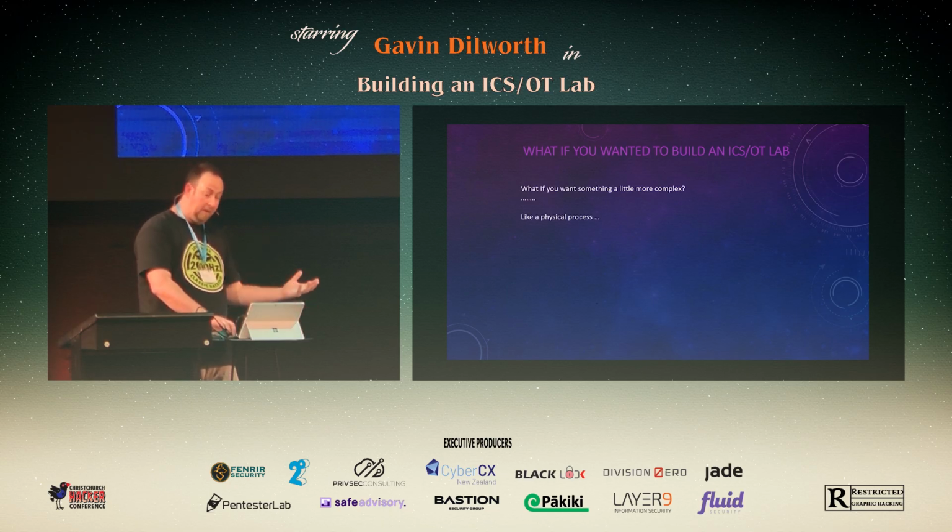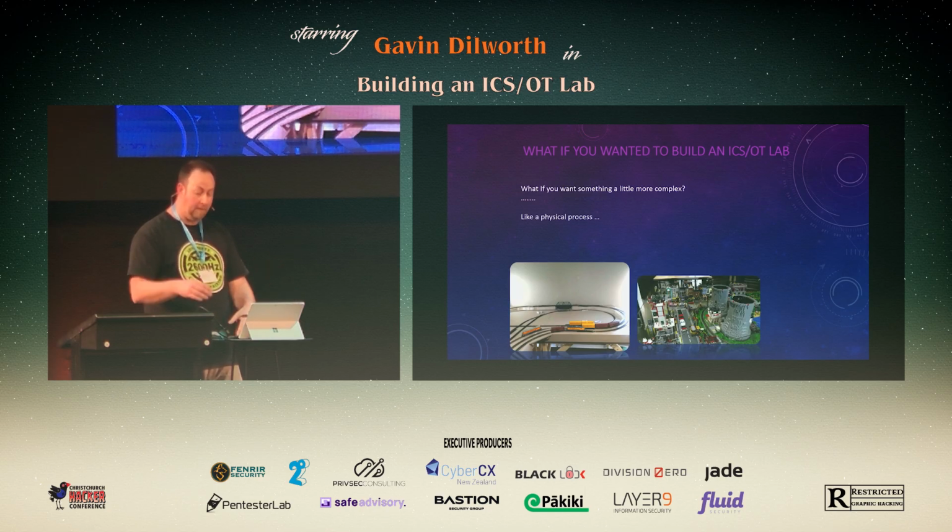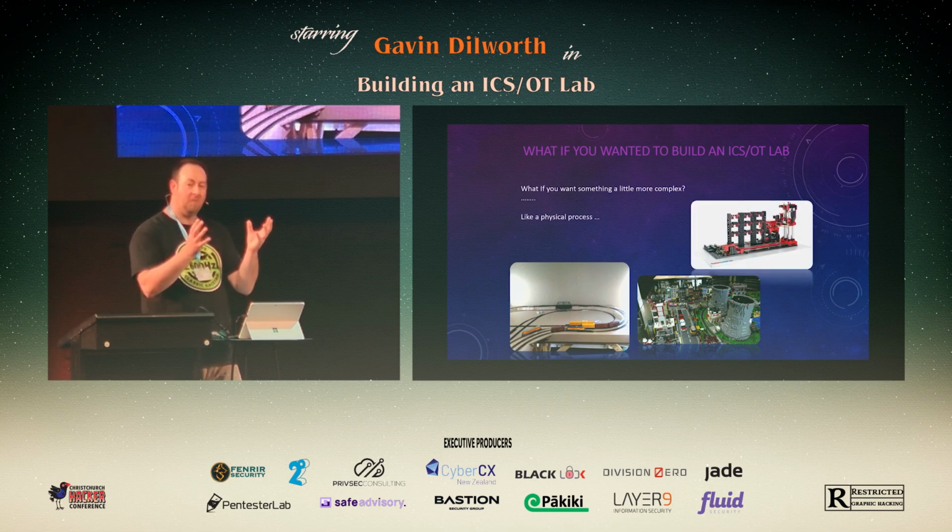But if you do want something a little more complicated, like a physical process, the train system's very, very good and easy to do. Wish I did it. But yeah, it's on, off, track change, speed up, speed down. If you're VC funded, Lego City, pretty cool. And then a small factory plant like the Lixter.